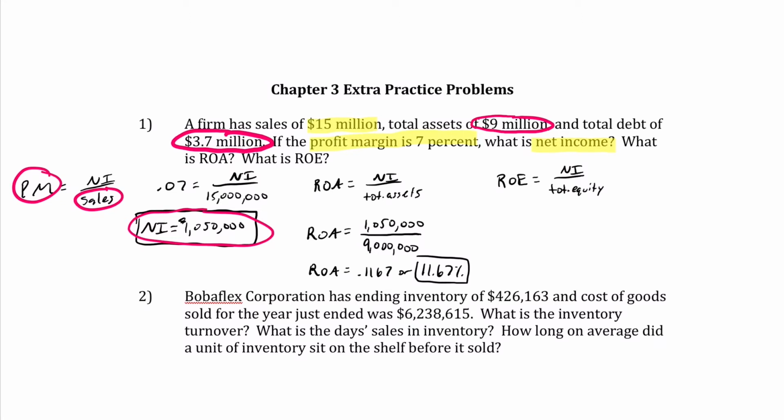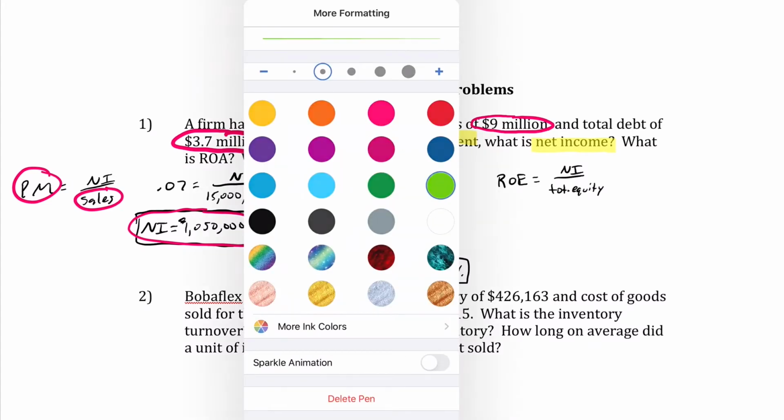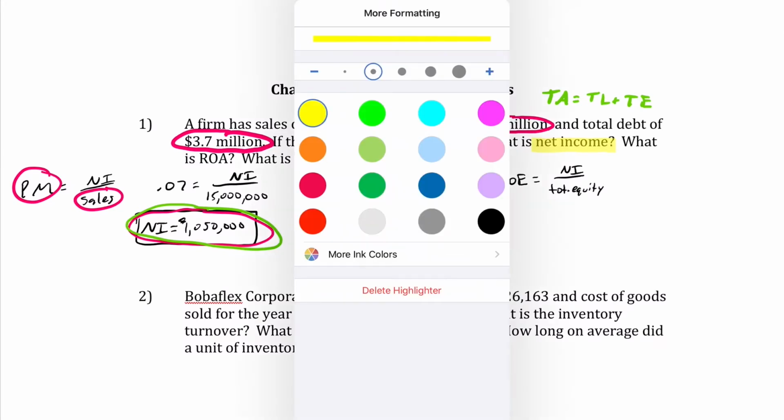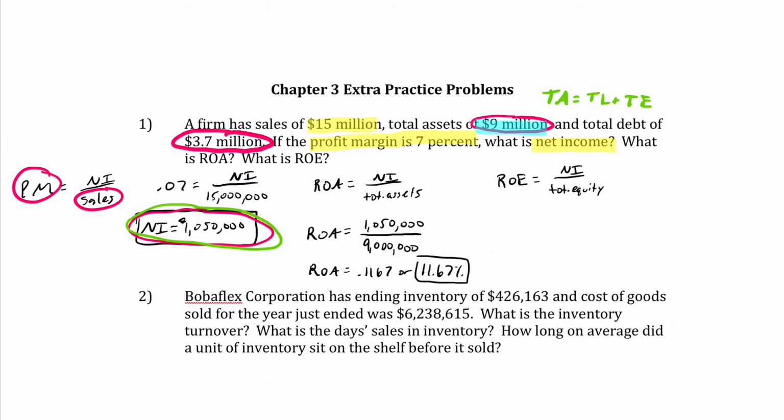But going back to what's being asked here, they're asking us for ROE. We've already solved for the net income portion. Now we ask ourselves, what is total equity? We know equity is found on the right-hand side of our balance sheet, and we also know that total assets equals total liabilities plus total stockholders' equity. They have given us total assets, and they have given us total liabilities or total debt. So I will have to subtract total liabilities from total assets to get total equity.